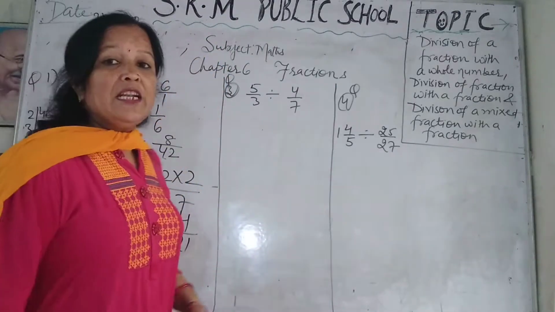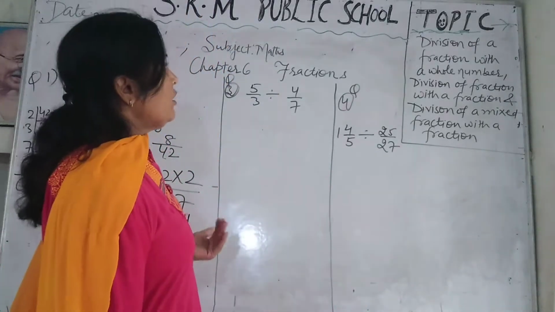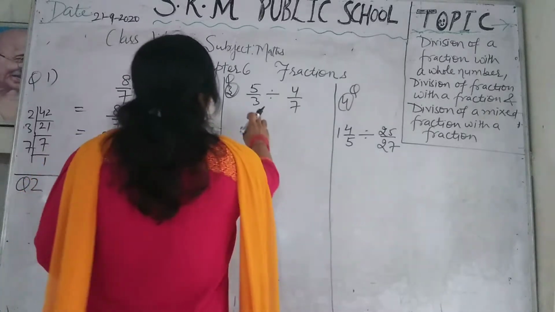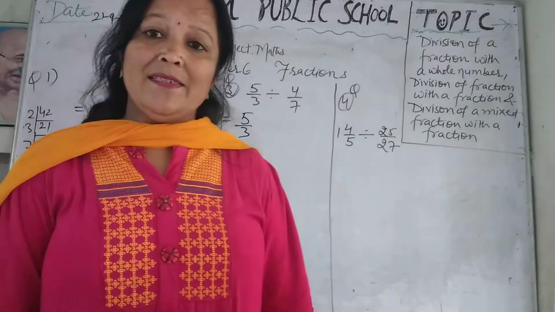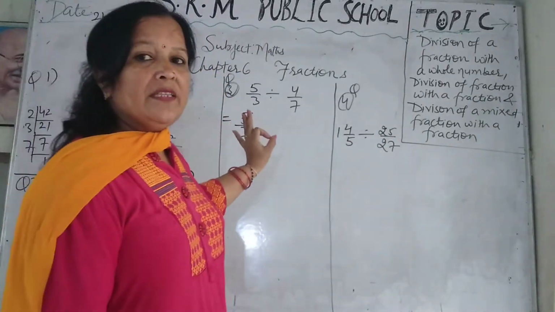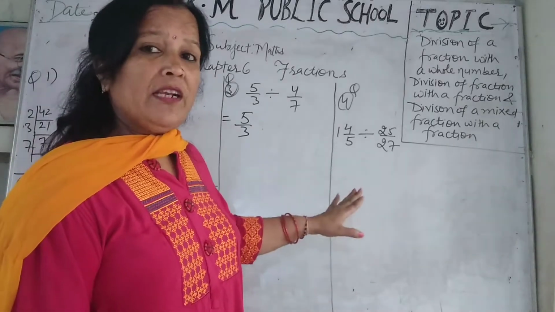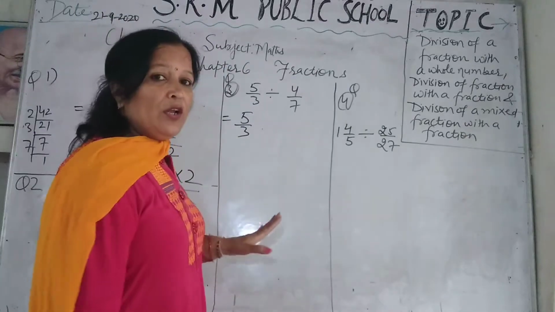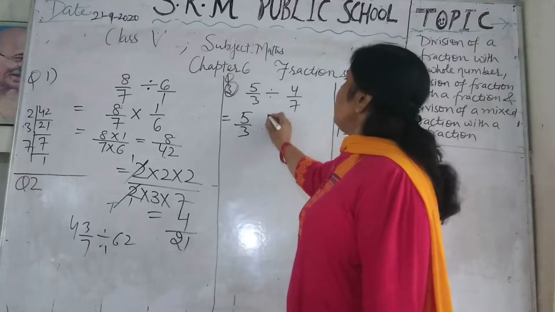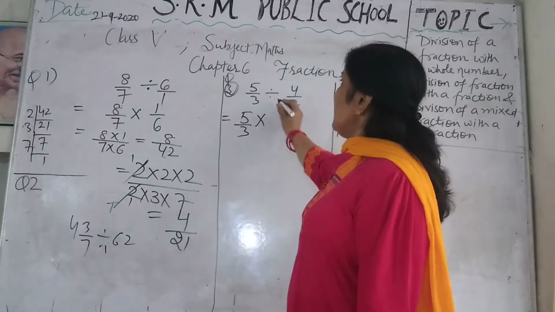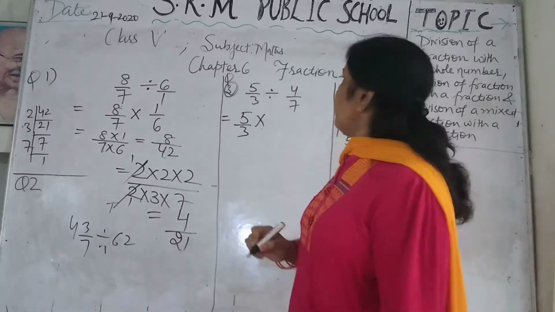Now, the next step is division of a fraction with a fraction. Here again, write 5 upon 3, the first fraction, as it is. And as soon as you convert this division sign into multiplication, the reciprocal of the second fraction will be taken. You will take the reciprocal of the second fraction.